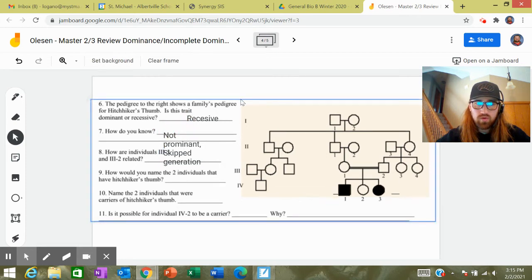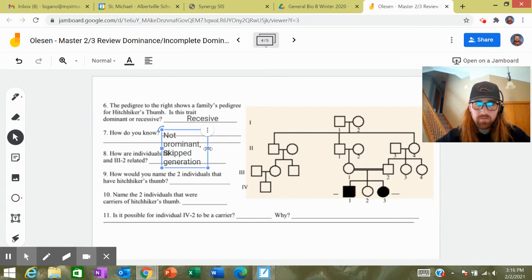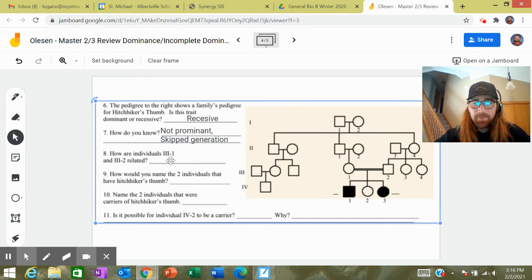Okay, whoa. What am I doing? There we go. Make this a little bit longer for you guys. Boom. And boom. Okay, so it's not prominent. Skipped a generation. Has to be recessive then. Okay. Now, it says how are individuals 3-1 and 3-2 related? So if we go to generation 3, we find 1 and we find 2, how are they related?